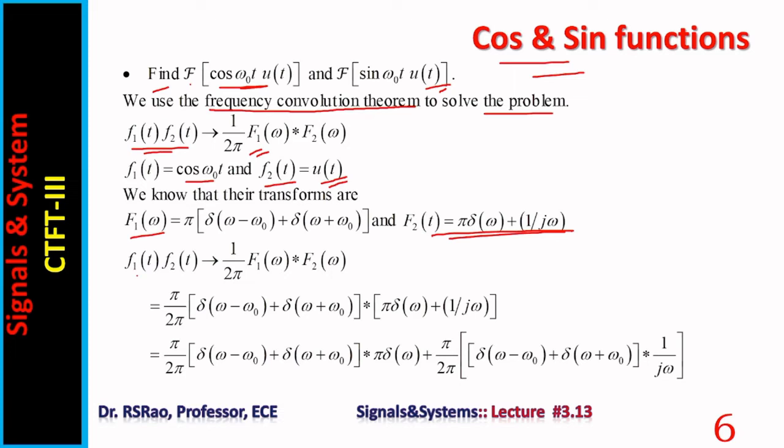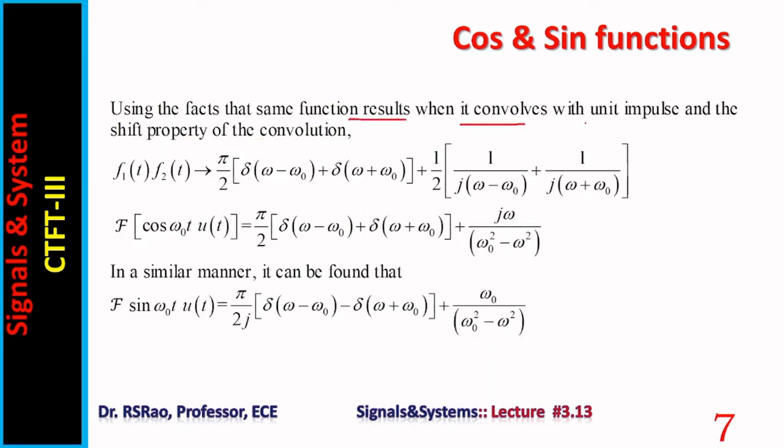Therefore, using the relation that the Fourier transform of f1 f2 is 1/2π F1 convolution F2, it becomes equal to π/2π [δ(ω-ω₀) + δ(ω+ω₀)] convolution with πδ(ω), plus π/2π [δ(ω-ω₀) + δ(ω+ω₀)] convolution with 1/(jω). Using the facts that the same function results when it convolves with the unit impulse, and the shifting property of the convolution, one can do further manipulation of the expression for the Fourier transform of f1(t) f2(t). It gives π/2 [δ(ω-ω₀) + δ(ω+ω₀)] plus [1/(j(ω-ω₀)) + 1/(j(ω+ω₀))].